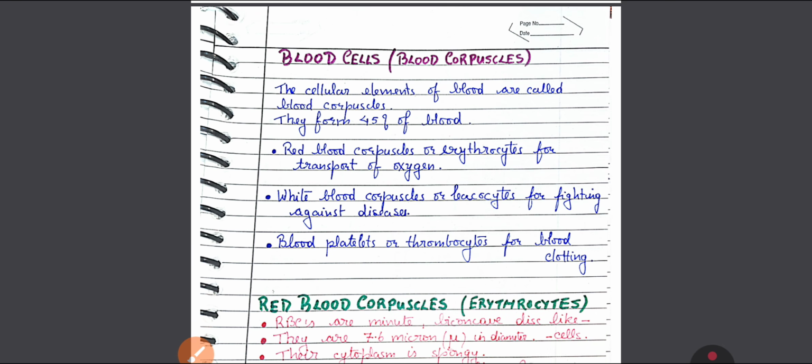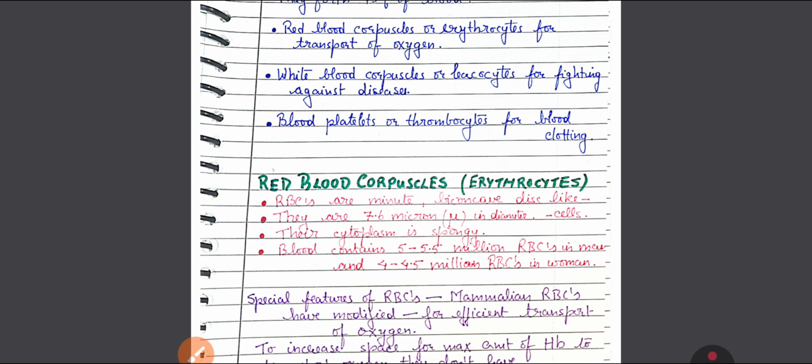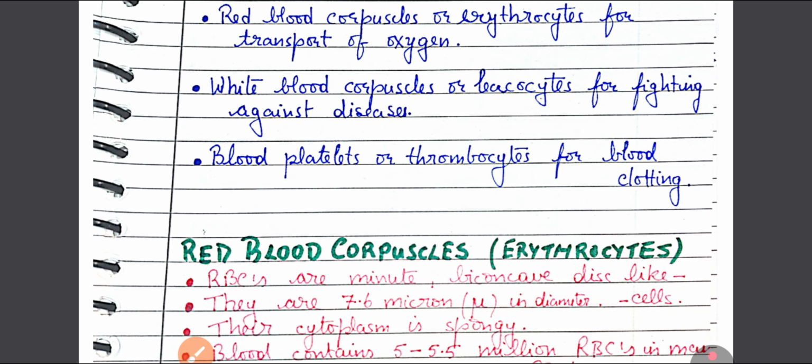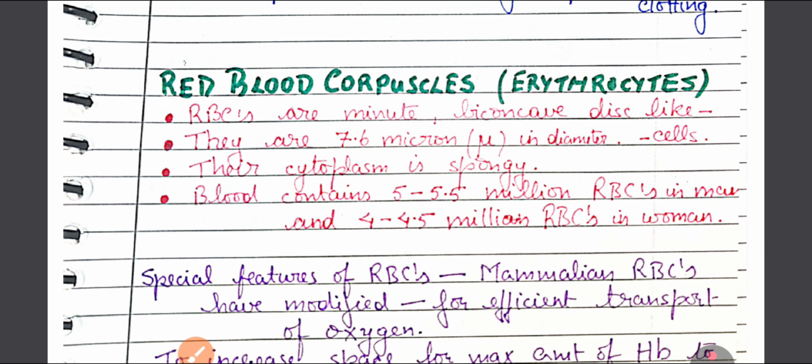Now we come to the blood cells, the blood corpuscles. These are the elements of the blood. The cellular elements of blood are called blood corpuscles. They form 45% of the blood. Red blood corpuscles or erythrocytes are for transport of oxygen. White blood cells or corpuscles, leukocytes, are for fighting against diseases. Blood platelets or thrombocytes are for blood clotting. We will study that in detail afterwards in the video.